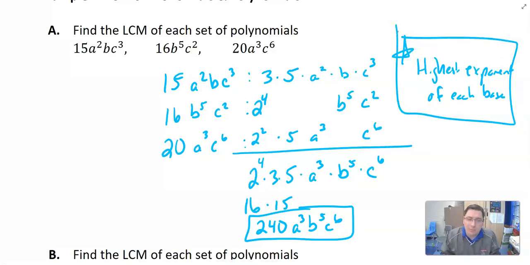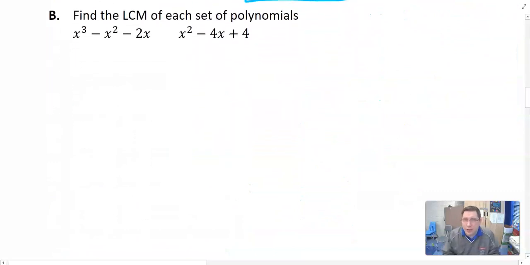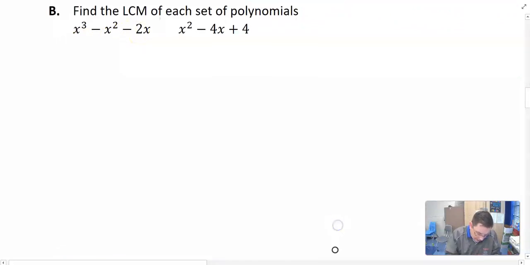Okay? So let's look at example B, where we're going to deal with some non-monomials, some polynomials, that have some terms that we need to factor out. So in this one, we've got x cubed minus x squared minus 2x. And so again, how can that factor out? Well, I can first factor an x out of it, right? And that's going to give me x times x squared minus x minus 2.